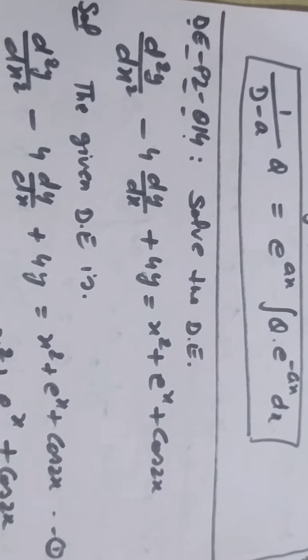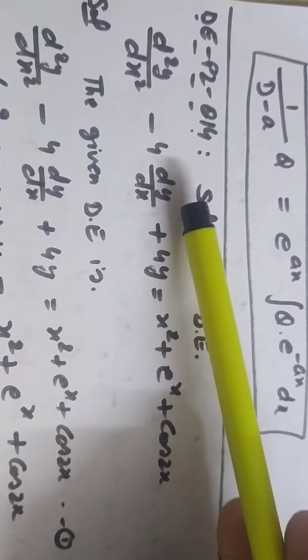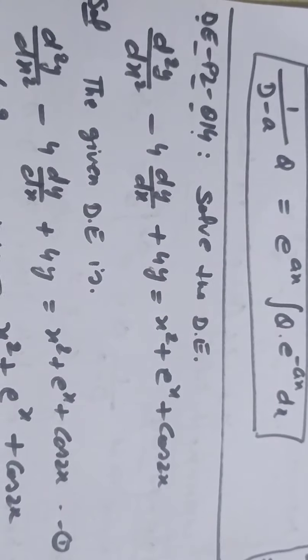Next question, 14. d square y over dx square minus 4 dy over dx plus 4y is equal to x square plus e raised to x plus cos 2x.